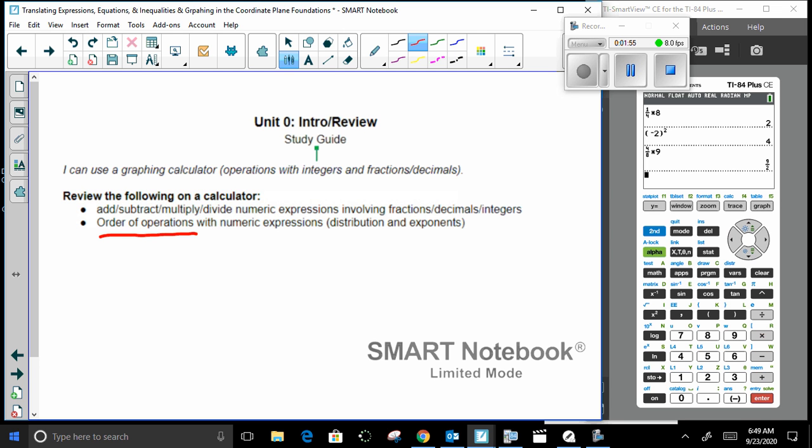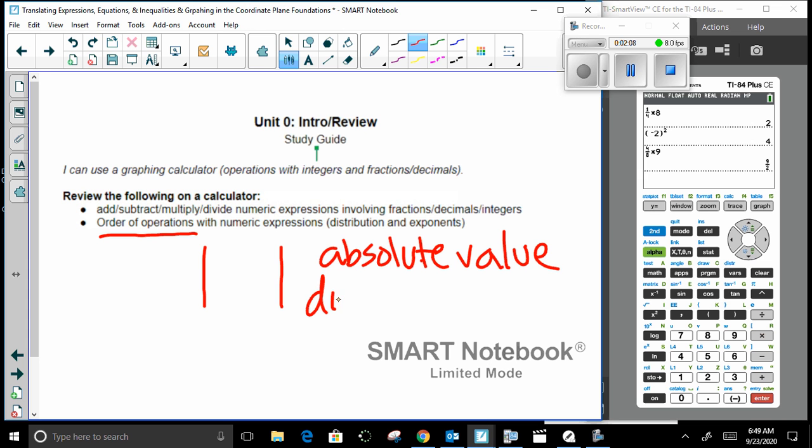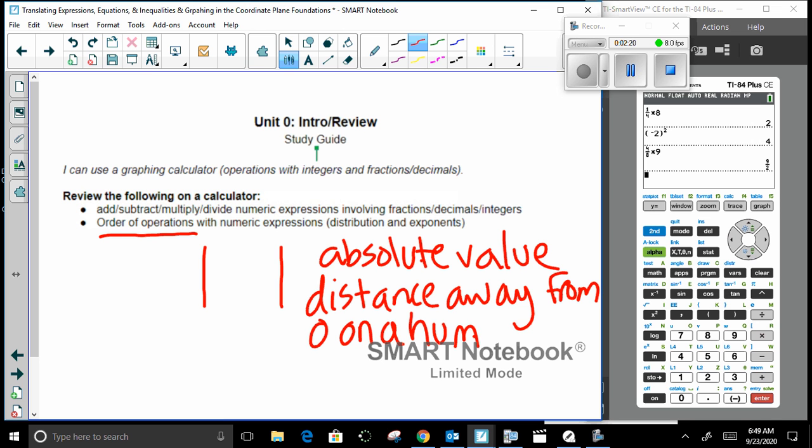The one biggest thing I want you to remember, what are these bars? Those bars are absolute value. What is absolute value? That is the distance away from 0 on a number line. Think about distance. The distance, how far it is away from 0 on a number line. Can distance ever be negative? No, distance is always positive, so keep that in mind.